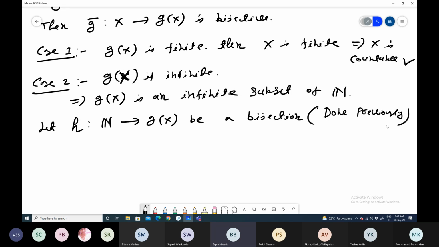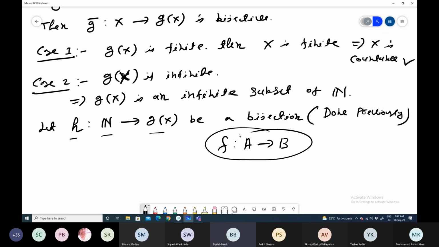I did not get your question. What is the meaning of writing this H, N to GX? That means H is a function. This is a set, and this is a set. H is a function from n to Gx, and this is a bijection. So this is a function from n to Gx. This way you write a function, say function a from A to B. This is a standard notation.